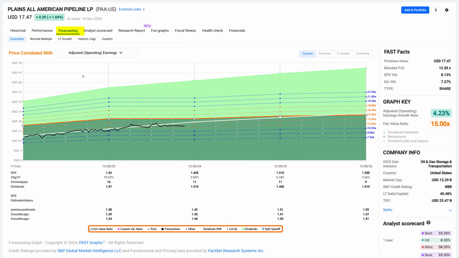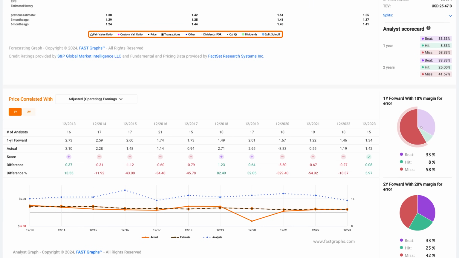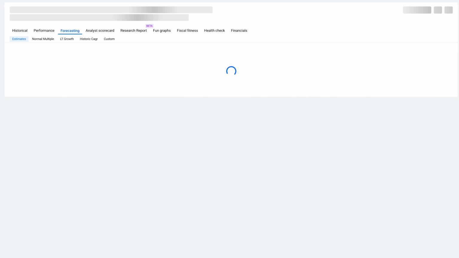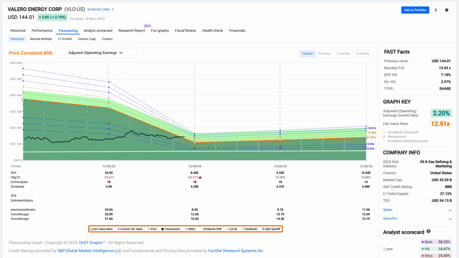And again, I look at forecasting earnings. I don't see a lot of growth, but I see a very bad earnings scorecard. And analyzing these stocks, so far I've not really seen anything, with the exception of maybe enterprise products, that I'd be really interested in investing in.